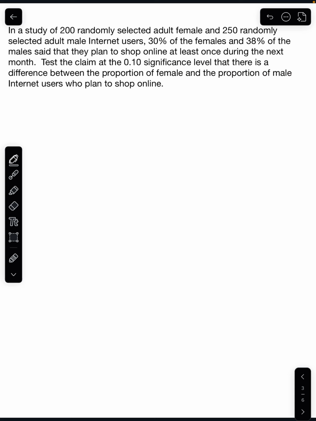So the claim, let's start with that. The claim is that there is a difference between the two proportions. That means that the claim is telling us that the proportion of female users is different from the proportion of male users.